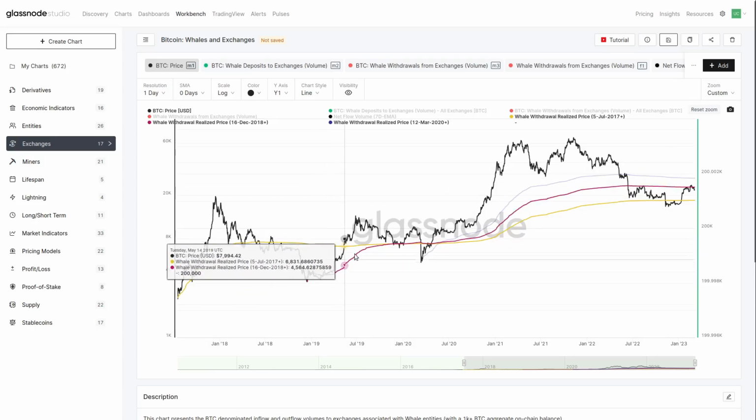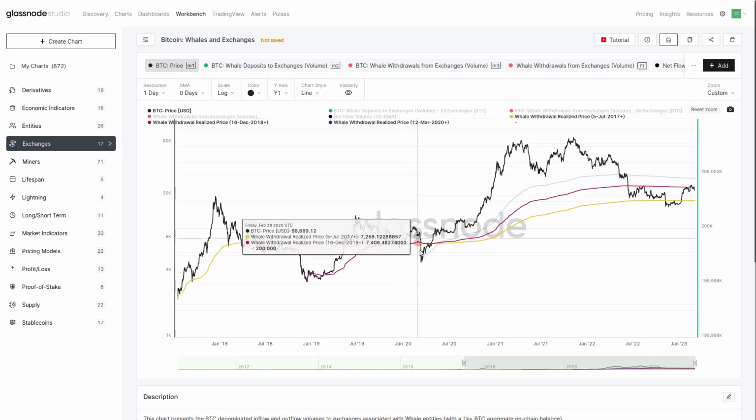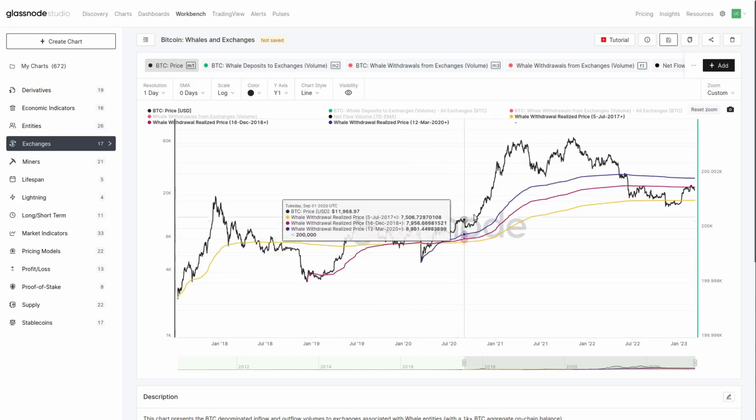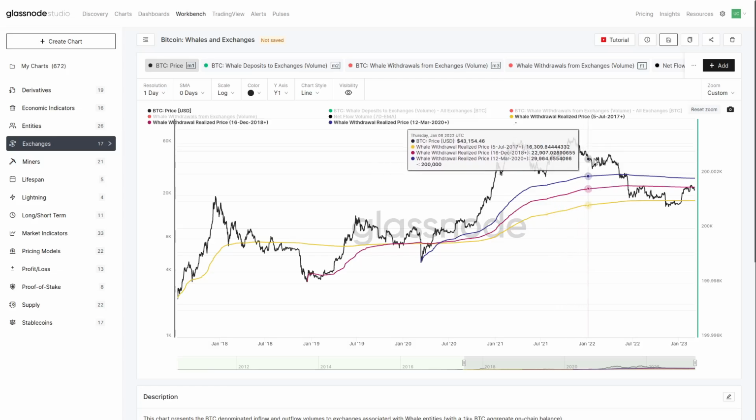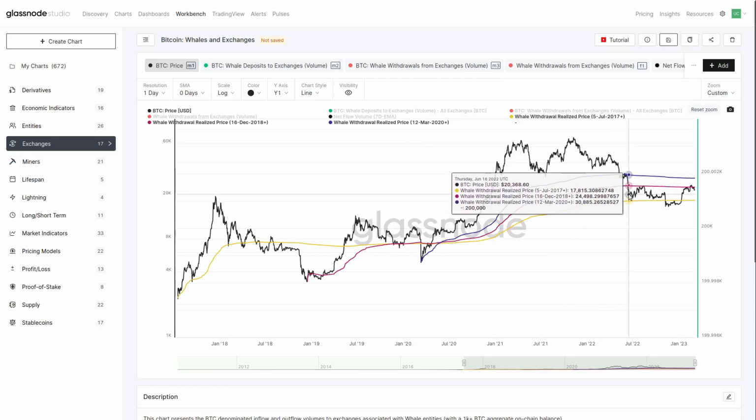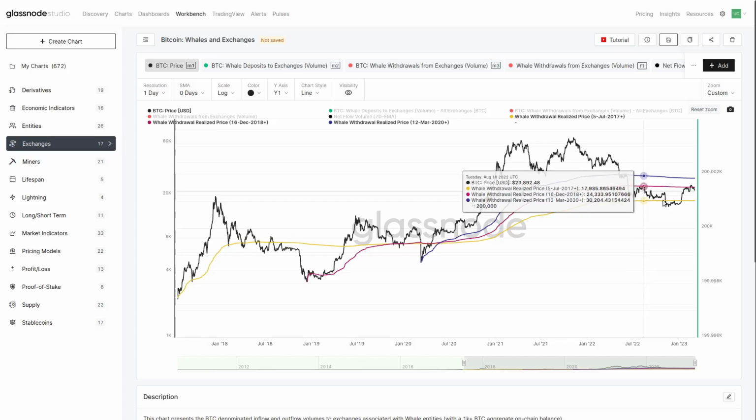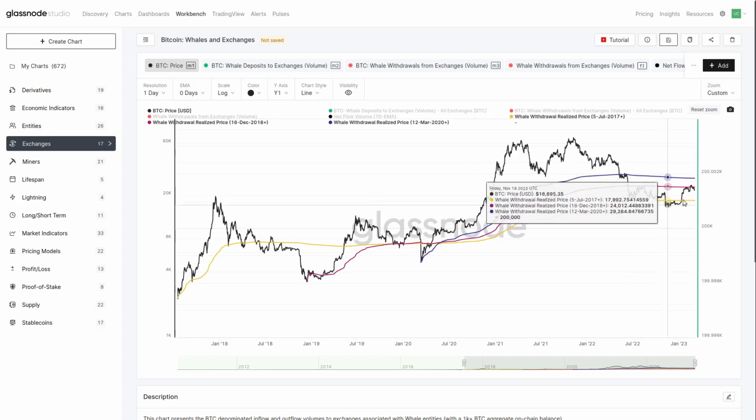You can see they've been in the money through all of 2019. They had a brief scare here in March 2020, but price has been essentially above their realized price until the deleveraging event back here in June. And it has essentially found that first point of resistance. And here we are finding the second point of resistance.